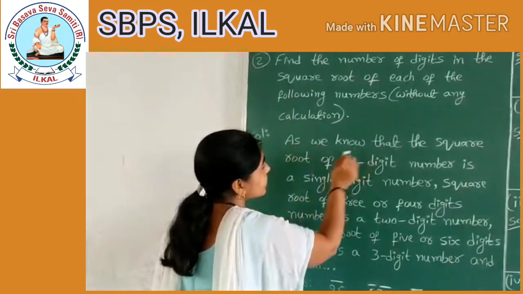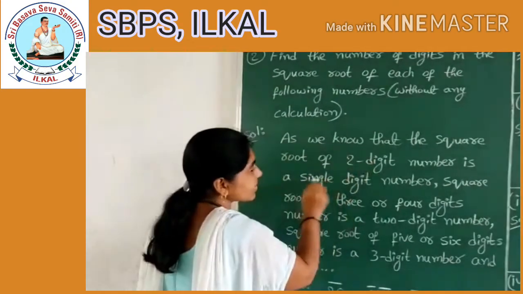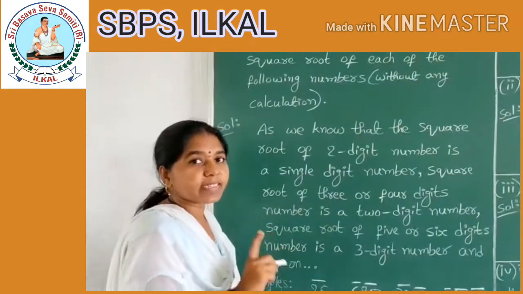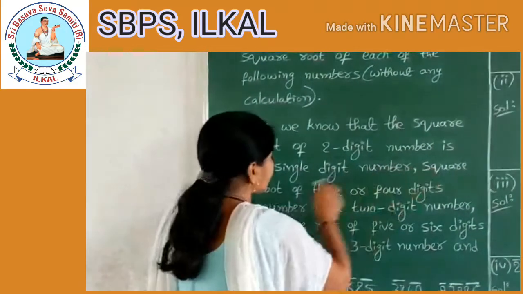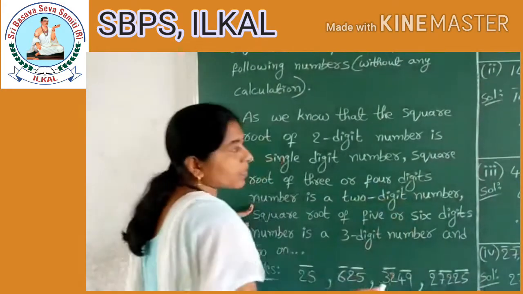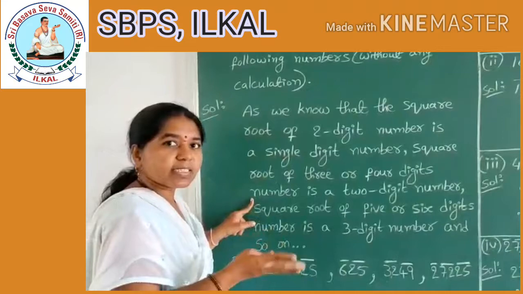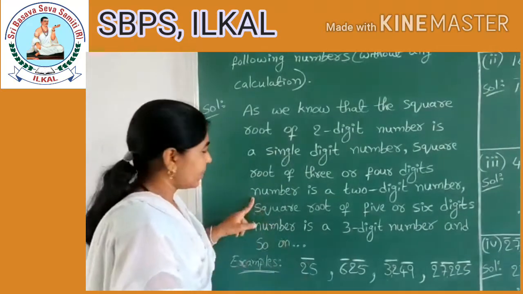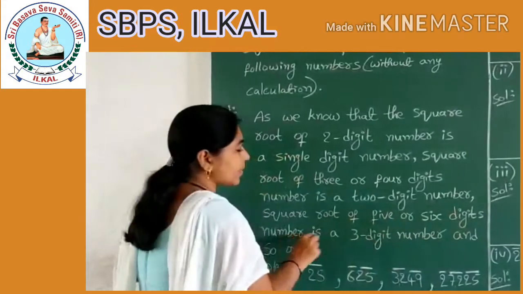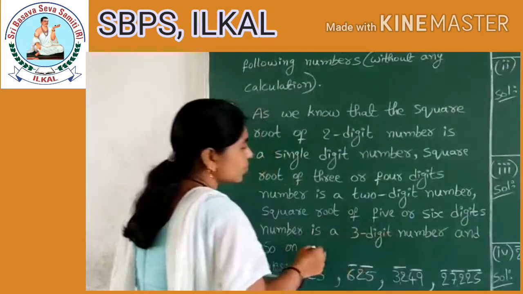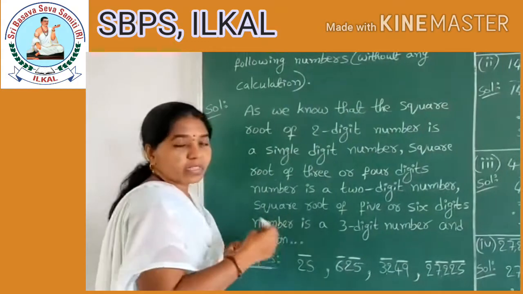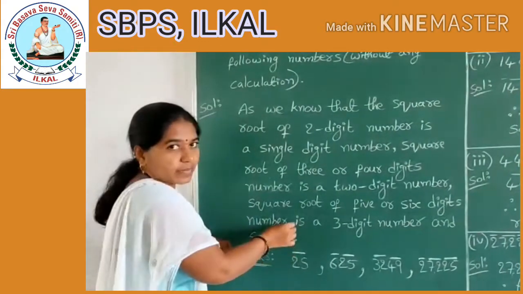As we know, the square root of a 2-digit number is a single digit number. If they give any 2-digit number, children, the answer will be a single digit number. The square root of a 3 or 4 digit number is a 2-digit number. In the same way, the square root of a 5 or 6 digit number is a 3-digit number, and so on.